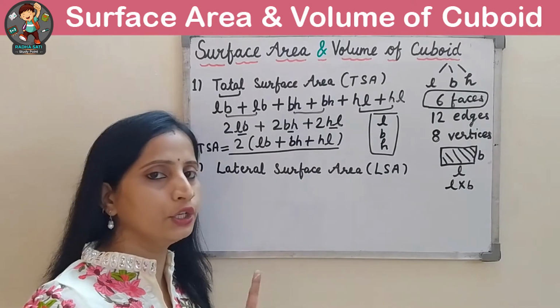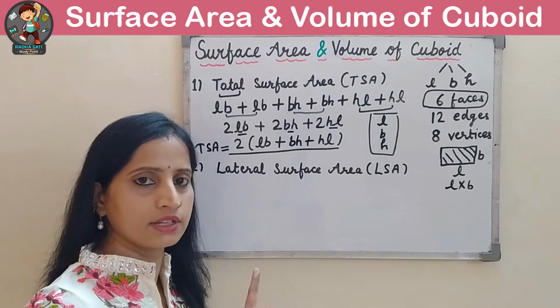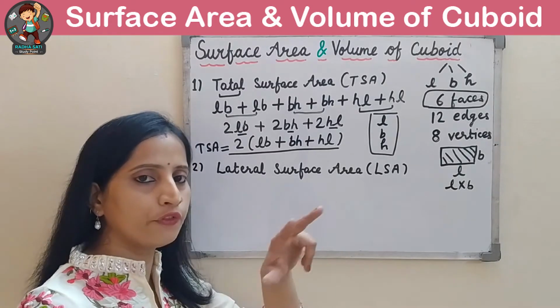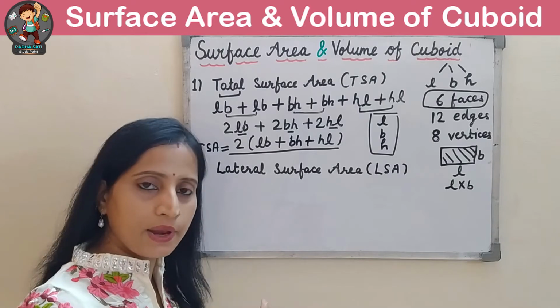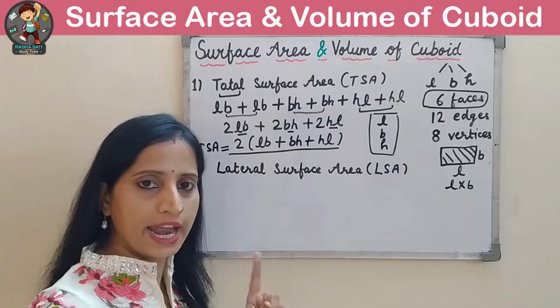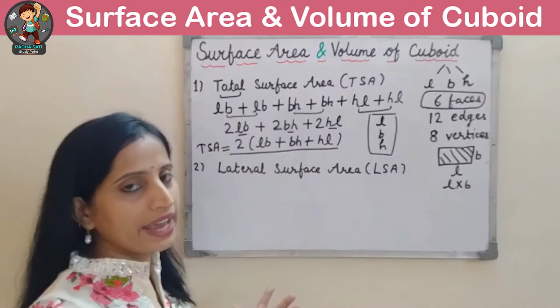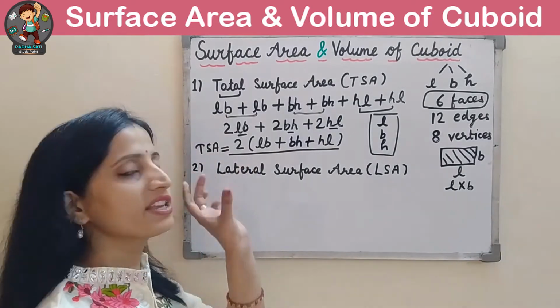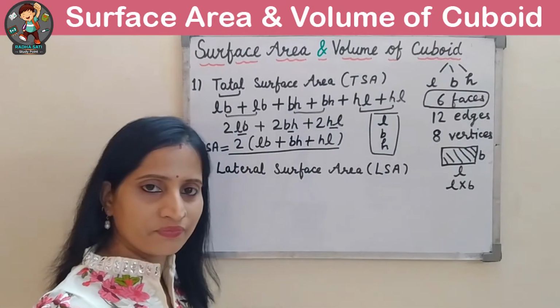So in total, in your room there are 6 faces. If you find the area of all the 4 walls, plus the area of the roof, plus the area of the floor, then you will find the total surface area of your room.